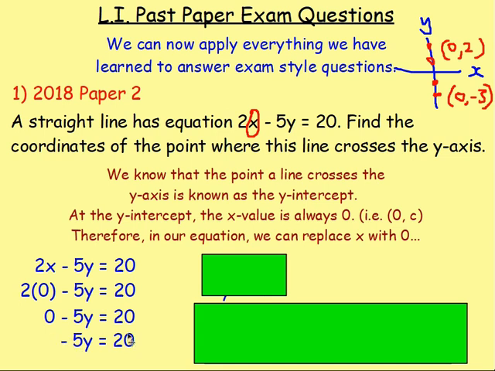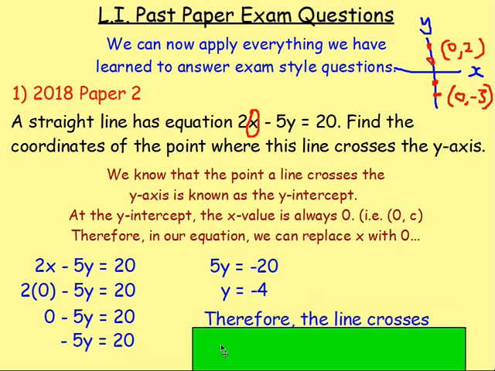If you multiply both sides by negative 1, or add 5y to both sides and take away 20 from both sides, you will end up with positive 5y equals negative 20. And then from there, if you divide both sides by 5, you'll get y equals negative 4. What you could also do here is divide both sides by negative 5. Dividing both sides by negative 5 will still give you y equals negative 4.